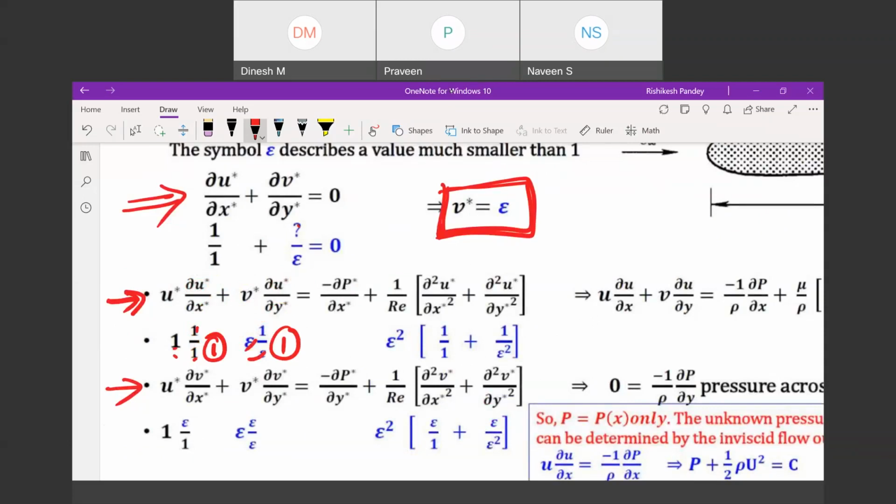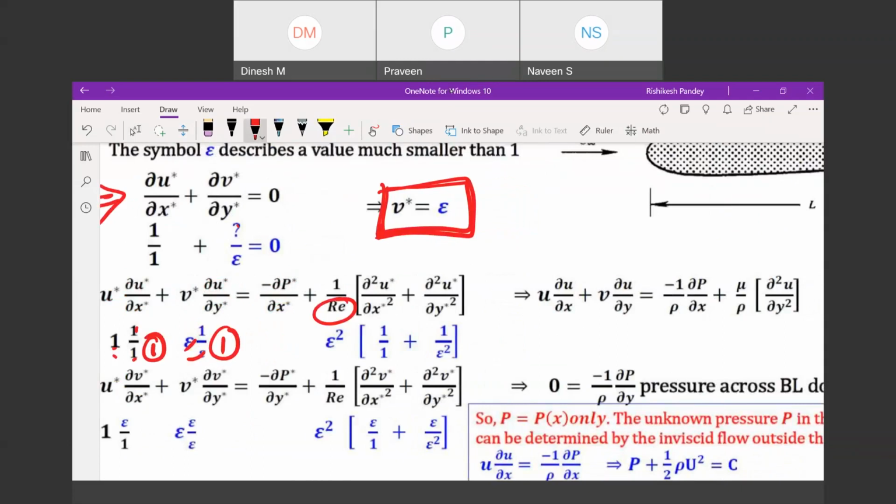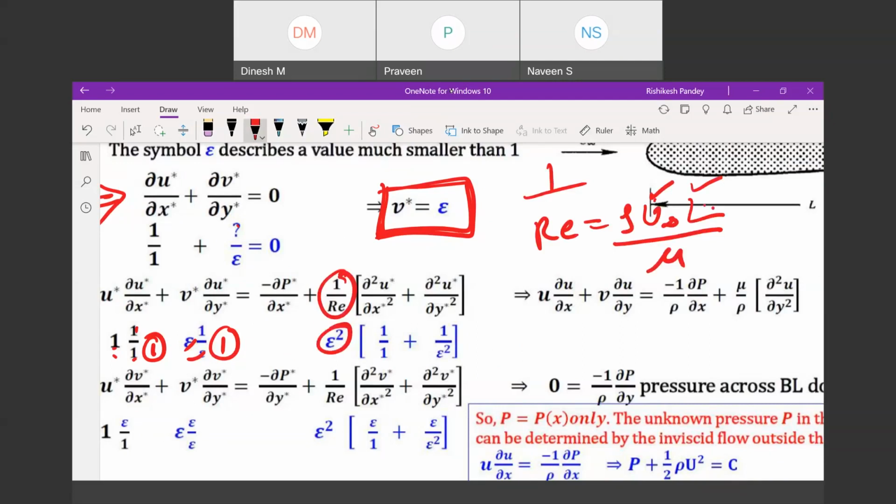Now next, if you see the Reynolds number, it is very large. The Reynolds number is rho u infinity L over mu, so L is very large and u is very large. So 1 by Re will be very small. The 1 by Re is of order epsilon square. This term is of order 1, this term is of order 1, but this coefficient is of order epsilon square.